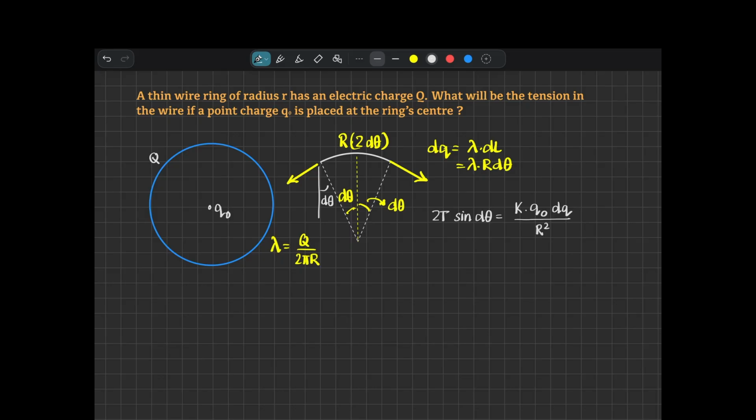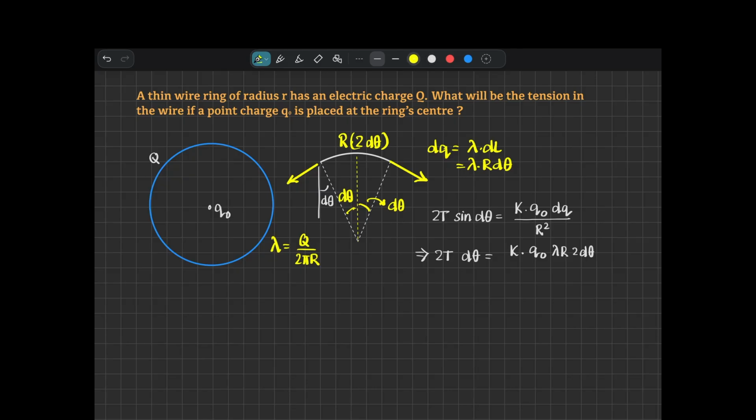Now if we write all the forces, the second step here, this is 2T. As the angle is very small, instead of sine d theta we can directly write d theta, that is equal to k into q naught into dq, which I can write as lambda into r into 2 times d theta.